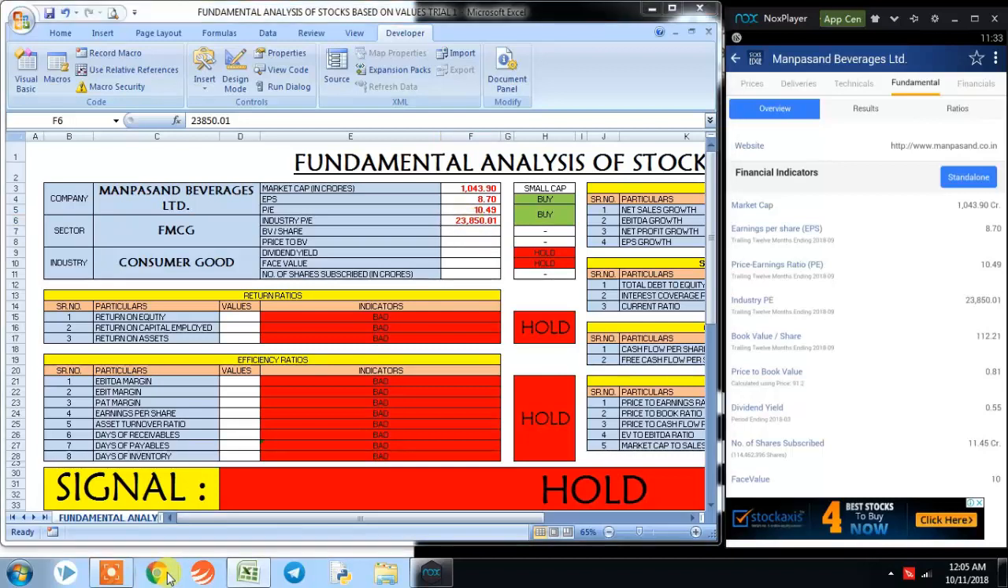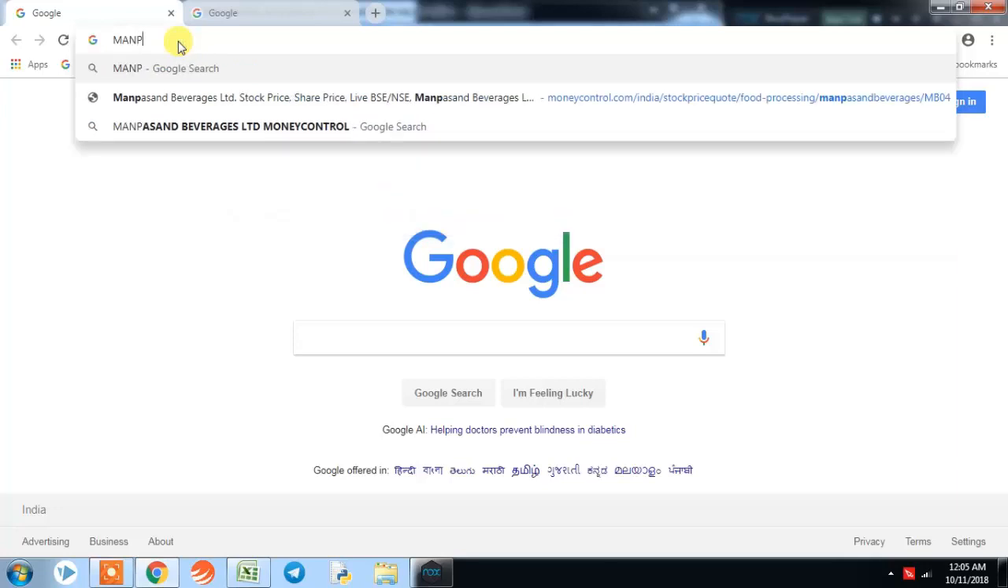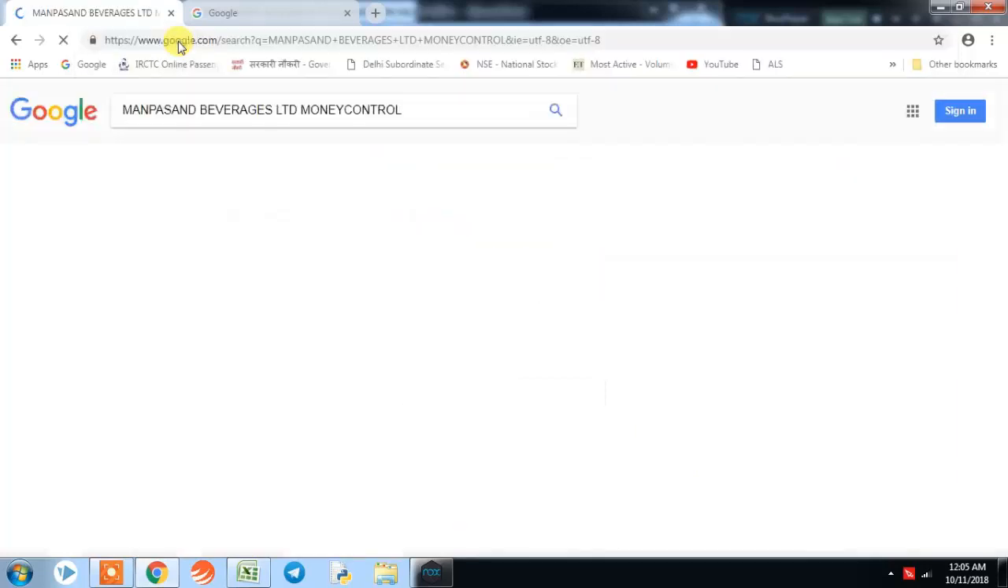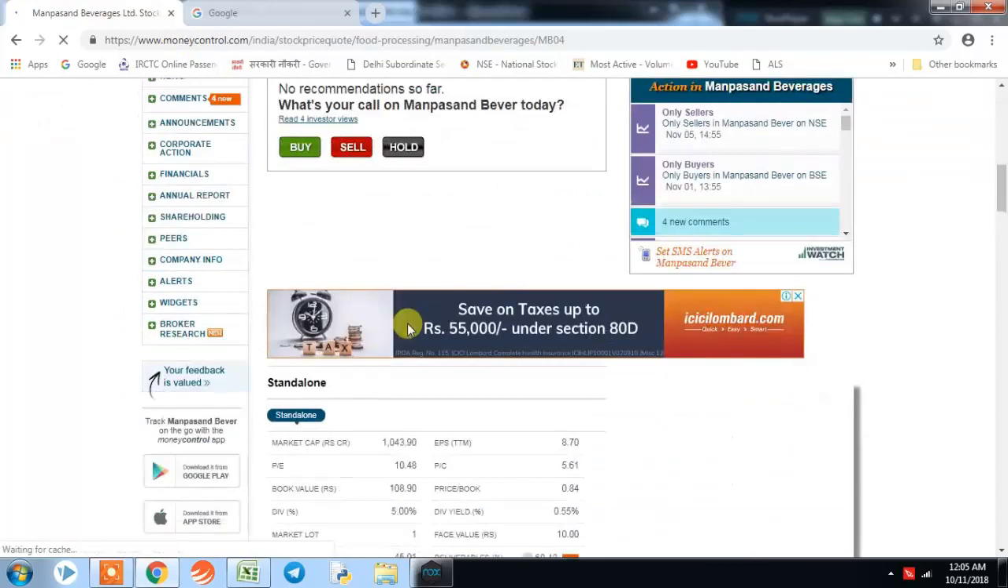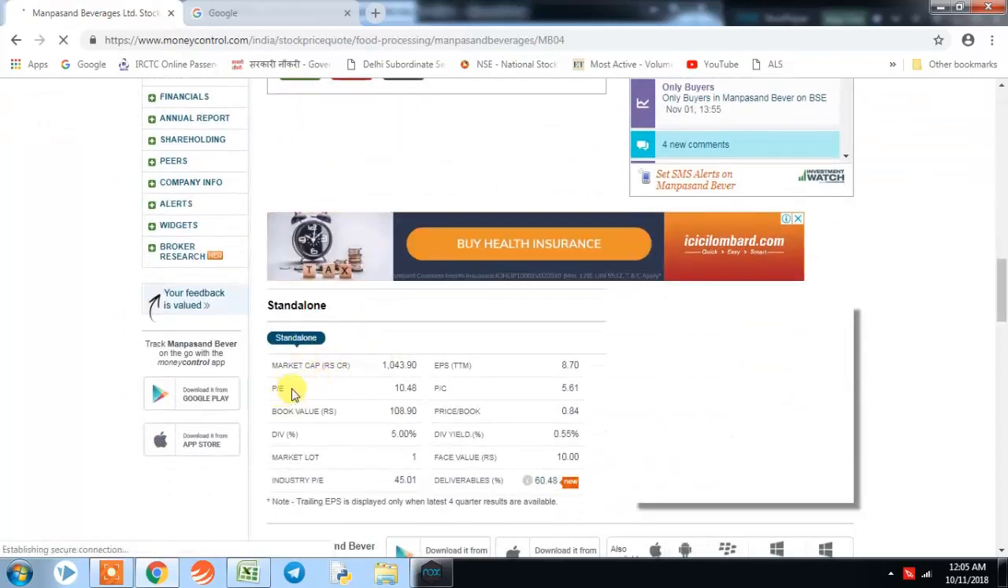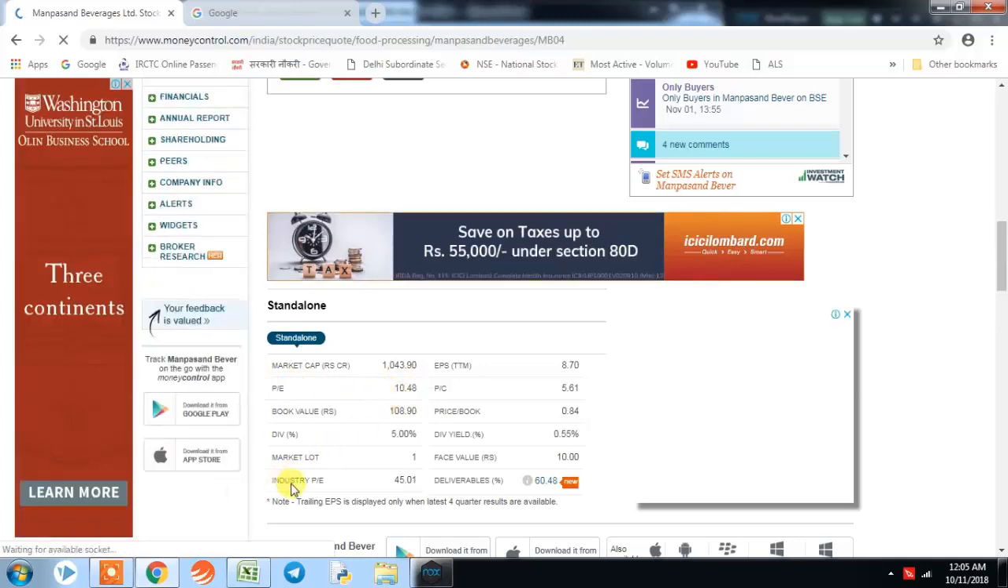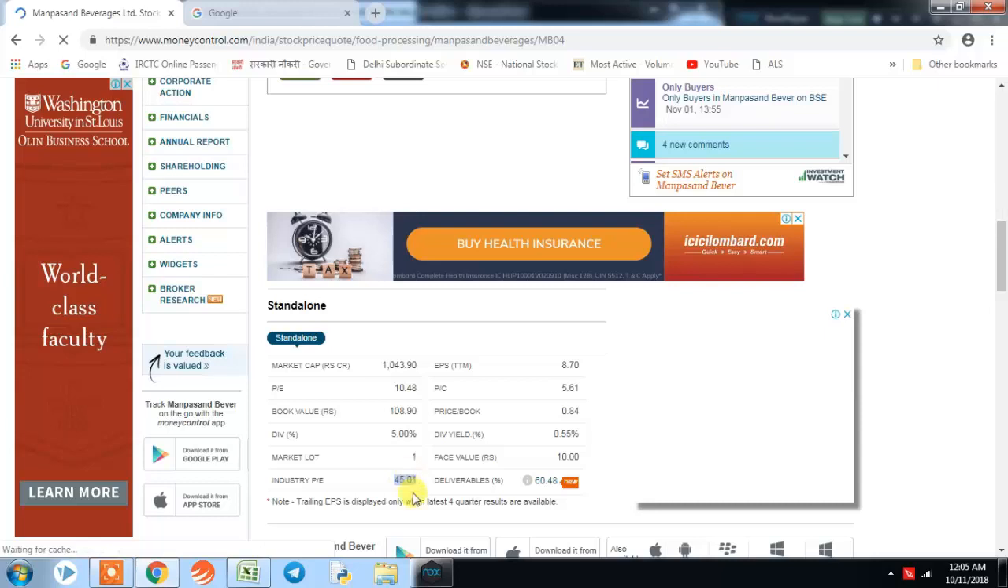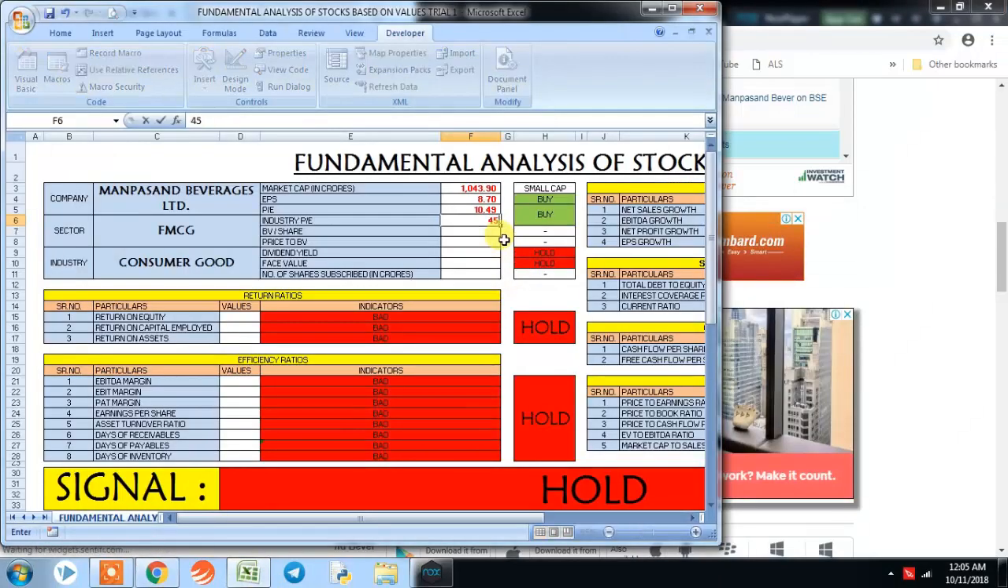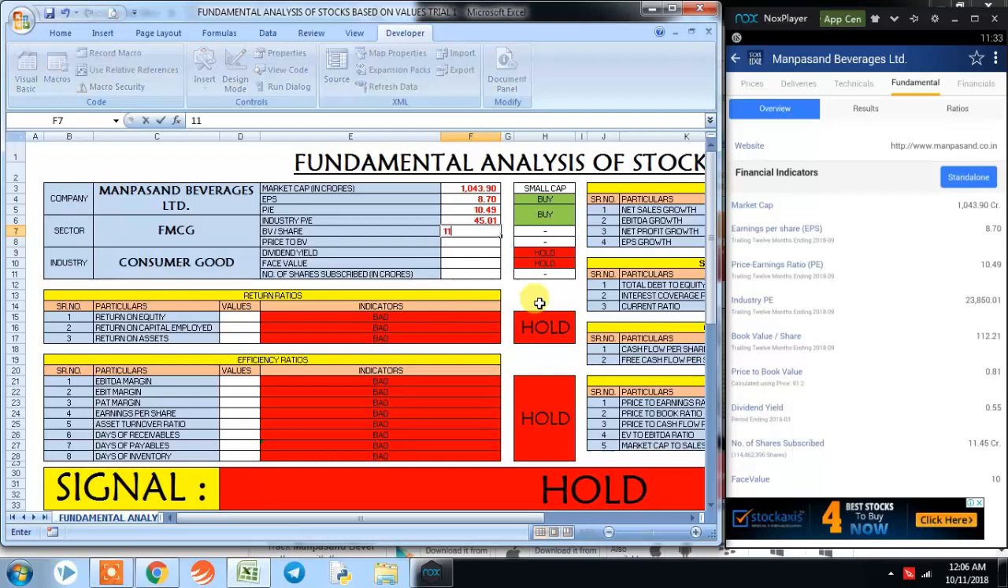We go to Google Chrome, we type in MANPASAND Beverages Money Control. Here we could see that the standalone price to earning ratio of the company is 10.48, whereas the industry price to earning ratio is 45.01. So we use this 45.01 here. The book value per share is 112.21. Price to book value is 0.81. Dividend yield is 0.55. Face value is 10. And number of shares subscribed is 11.45 crores. So overall financial indicator has given us a signal to buy this stock at this point of time.